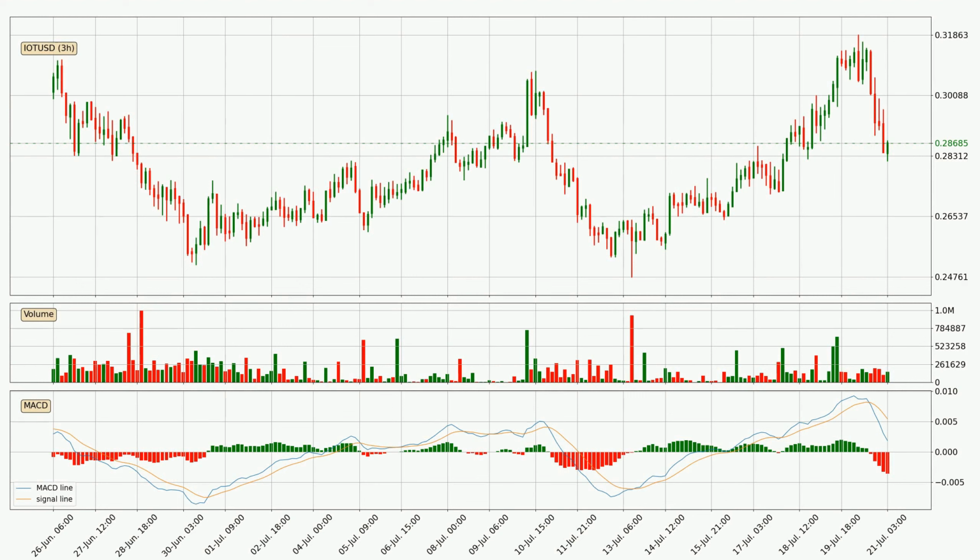Looking at the 3-hourly MACD, the trend is currently going down because the MACD line is below the signal line. We can expect the price to continue going down or perhaps remain at least stable because the MACD histogram shows the momentum currently being strong.